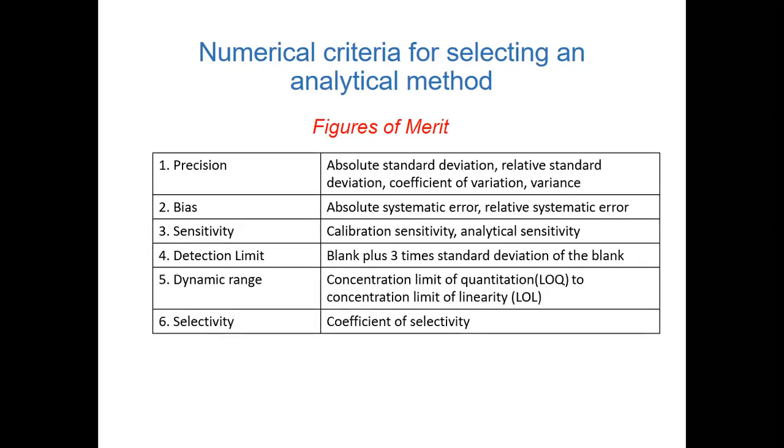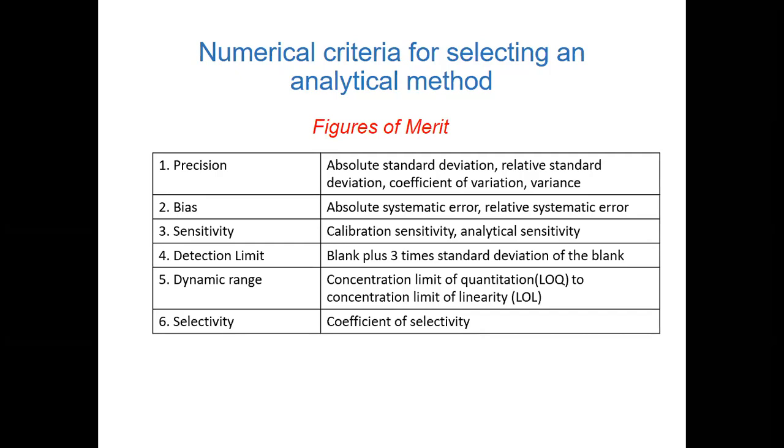Let's see what these figures of merit are. This table shows the figures of merit in chemistry. The first one, precision, bias, sensitivity, detection limit, dynamic range, and selectivity. These 6 figures of merit are really important, and you have to have a good and thorough idea about these figures of merit when you select any analytical method.